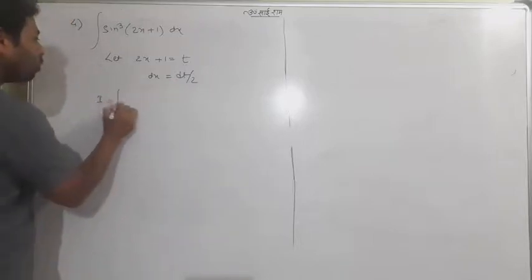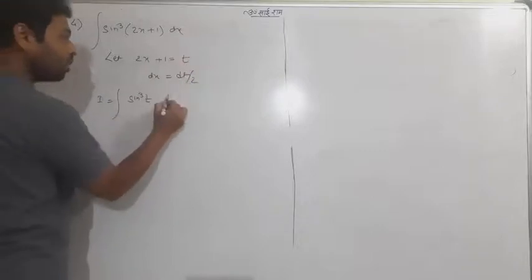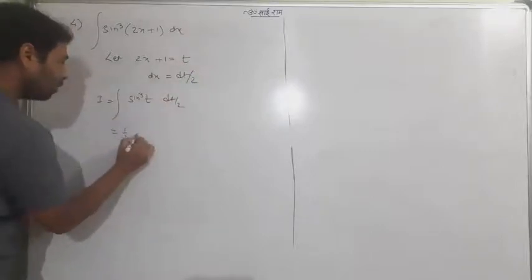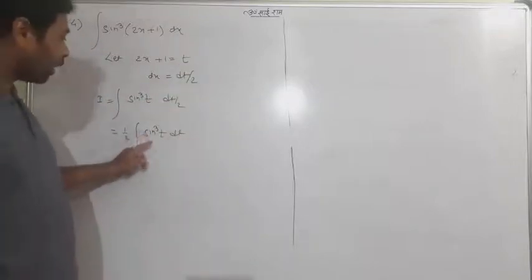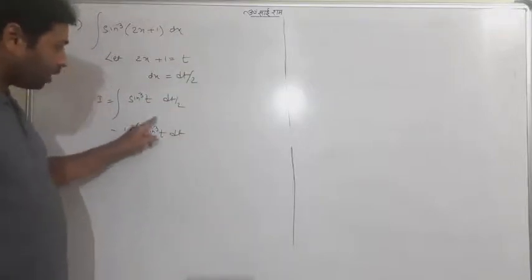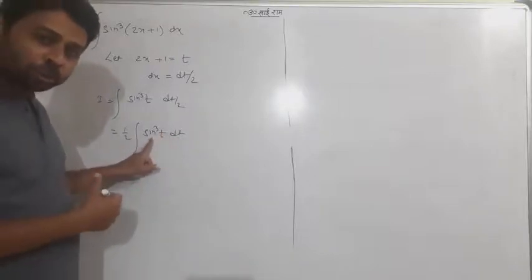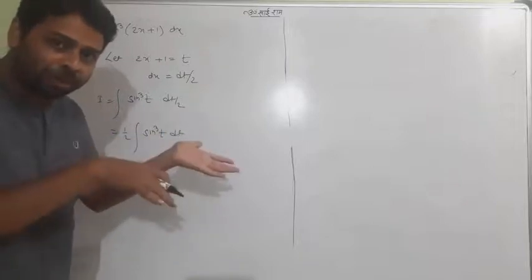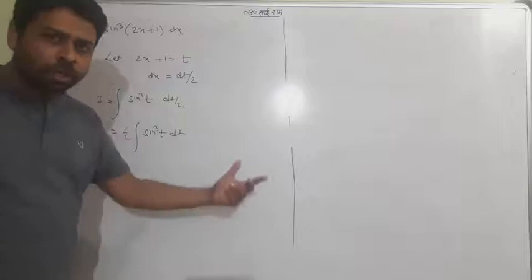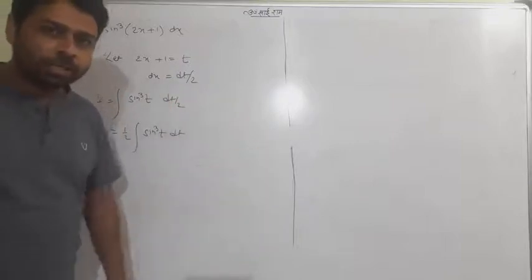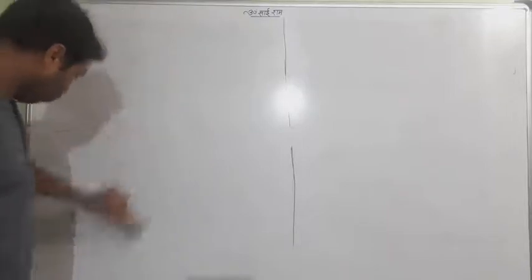Now go into the question: sine cube t, and instead of dx it is dt by 2. Students, you have got a very similar condition to what we saw earlier, sine cube x dx. What I did was separate and split sine cube x into a single power and the rest of the power, and then I taught you the method. You can see, just 10 minutes earlier on the board, I did the same. So I'm not doing it now; please do this question on your own.